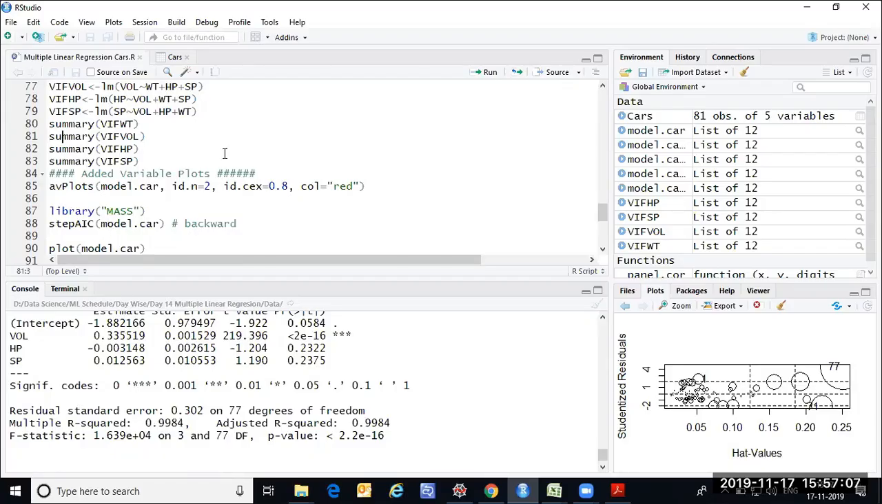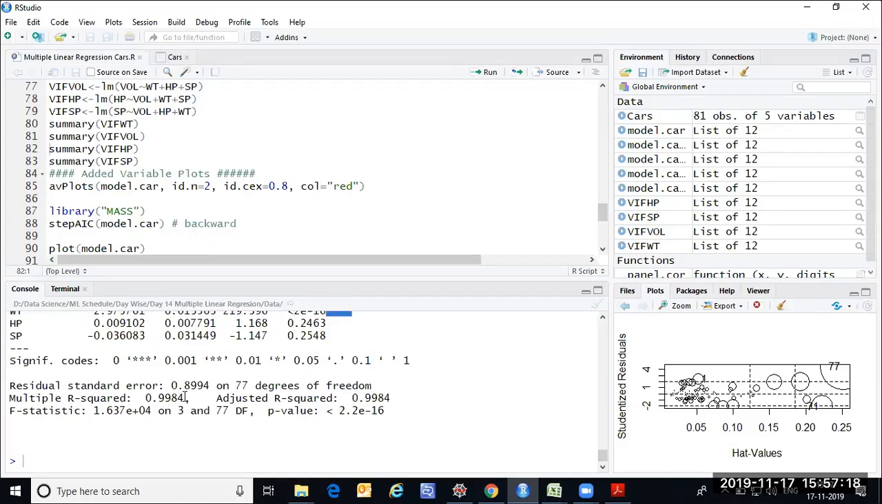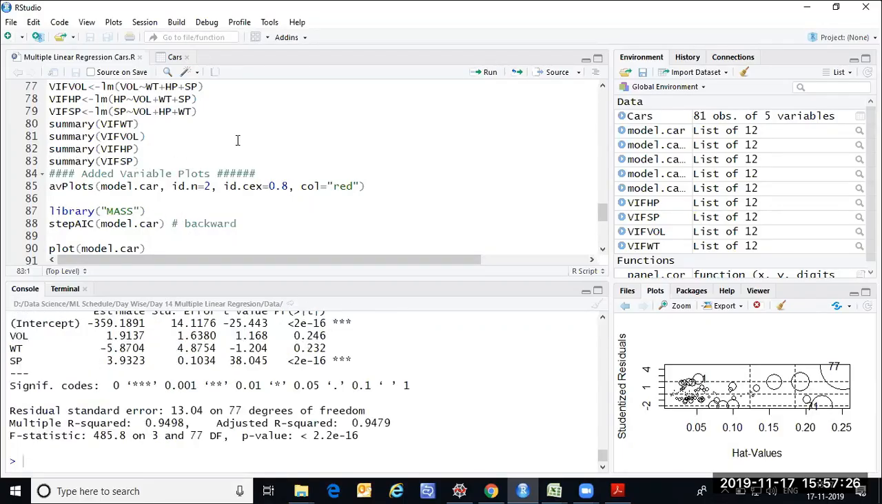Let's look at the volume model. For predicting volume, weight is actually helping, but the other two are not significant. Let's see how the HP and speed models are showing. In case of predicting the HP, only speed is helping. Here, volume and weight are insignificant. And similarly, predicting the speed, HP is helping, volume and weight are insignificant. Right?